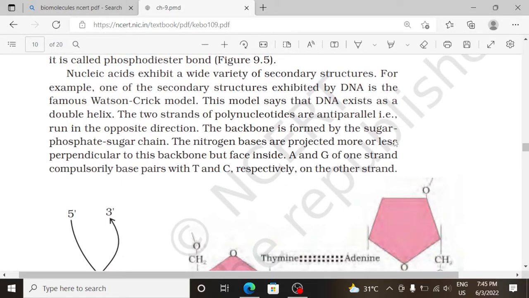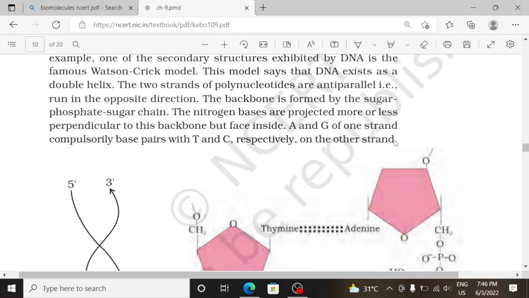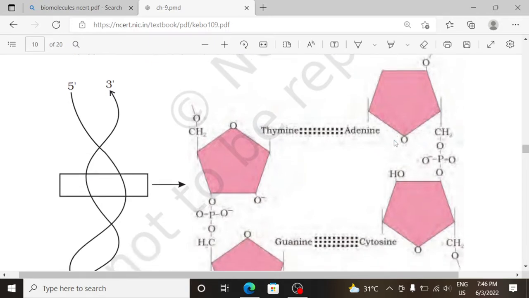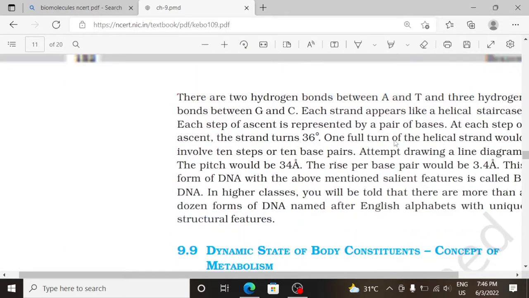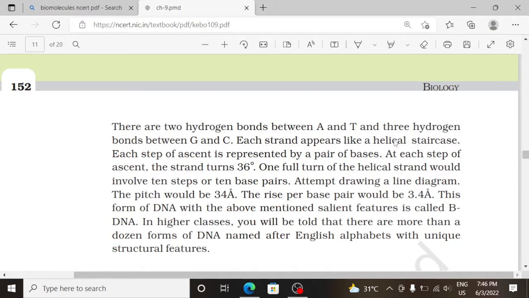Nucleic acids exhibit a wide variety of secondary structures. For example, one of the secondary structures exhibited by DNA is the famous Watson-Crick model. This model says that DNA exists as a double helix. The 2 strands of polynucleotides are antiparallel, that is, run in the opposite direction. The backbone is formed by the phosphate sugar chain. The nitrogen bases are projected more or less perpendicular to this backbone but face inside. A and G of one strand compulsorily base pair with T and C respectively on the other strand.